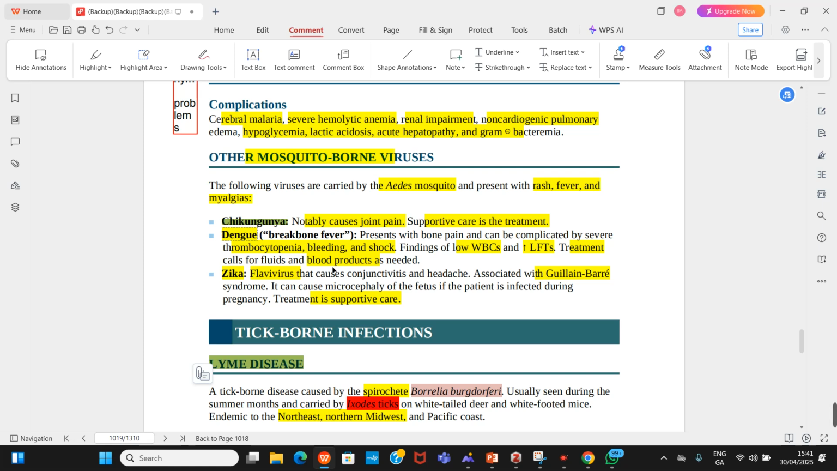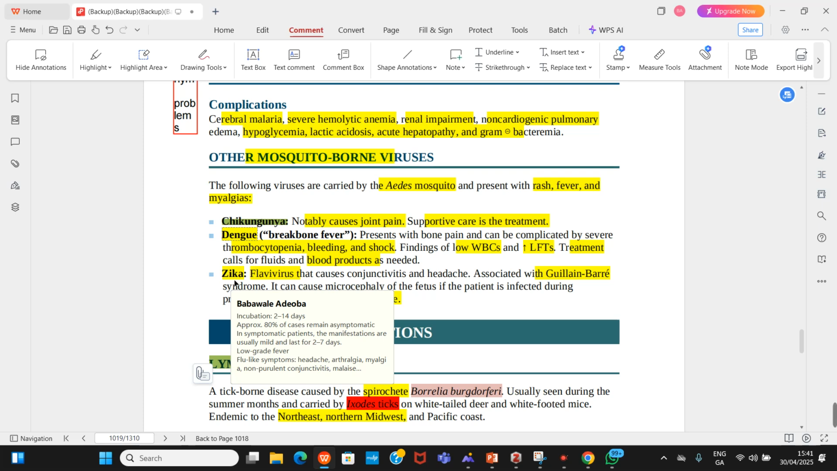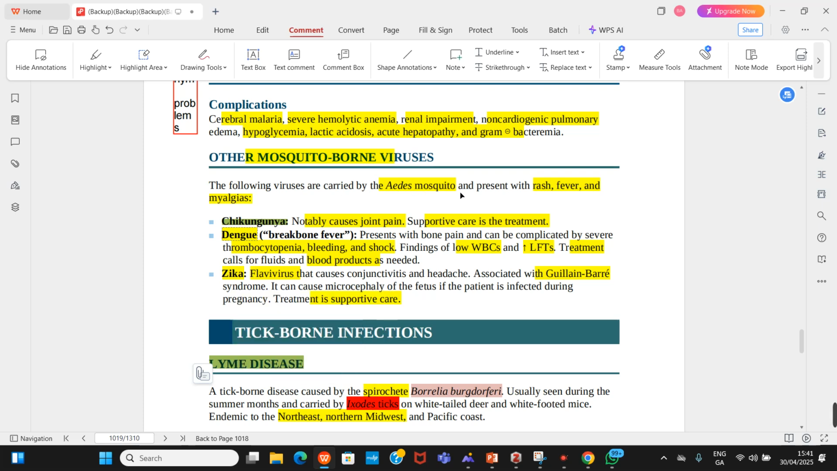To prevent dengue. Zika too can be transmitted by the mosquito. But if we don't see mosquito in the question, just go and pick sexually transmitted route. It can be sexually transmitted and it can be transmitted by the mosquito. So it's a flavivirus. And it typically causes the fever, the rash, headache, conjunctivitis.